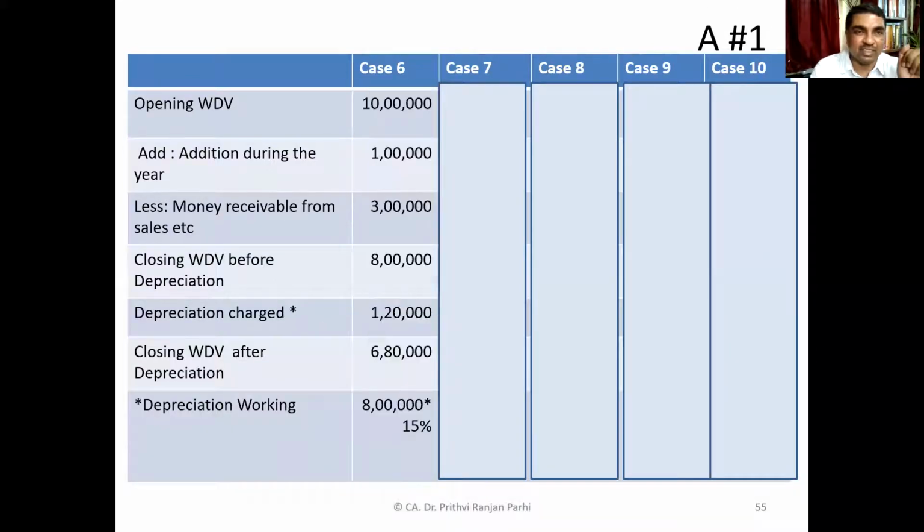Case number 6, you see. Opening WDB 10 lakh. Addition during the year 1 lakh. Money receivable from sales 3 lakh rupees. Closing WDB is 8 lakh rupees. On that 8 lakh rupees, depreciation will be charged at the normal rate of 15%. It comes to 1,20,000 rupees. The closing WDB after depreciation is 6,80,000 rupees. Simple concept. In this order, in this format, depreciation is computed normally.